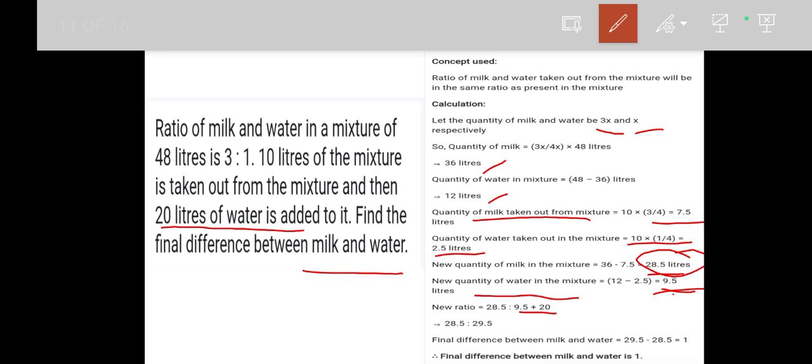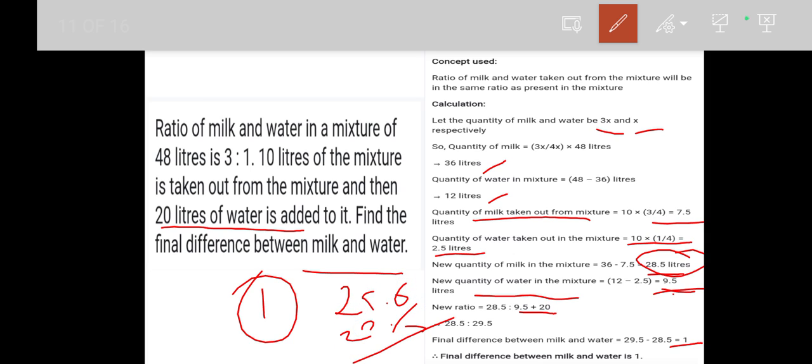So our difference will be 1. So the final difference between milk and water is 1. So our answer is 1, because 29.5 minus 28.5. So we get the answer as 1.